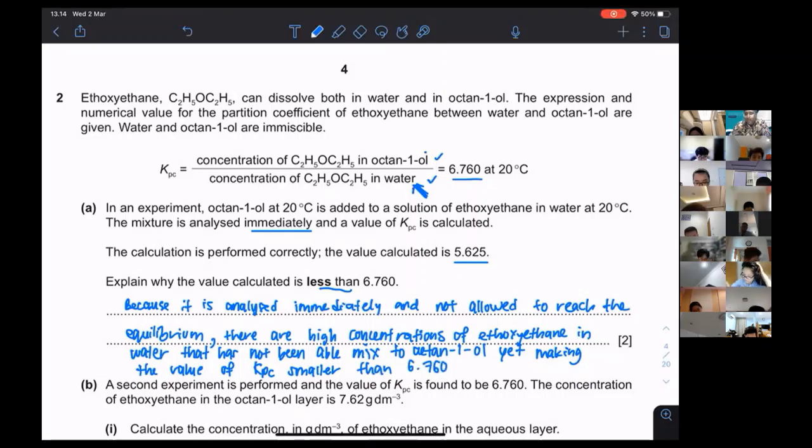So please relate. No need to be exactly the same, but the idea must be there. It didn't reach equilibrium yet. But just don't say it is analyzed immediately. That's the reason. No, that will not give you the mark. It is not allowed to reach equilibrium yet.